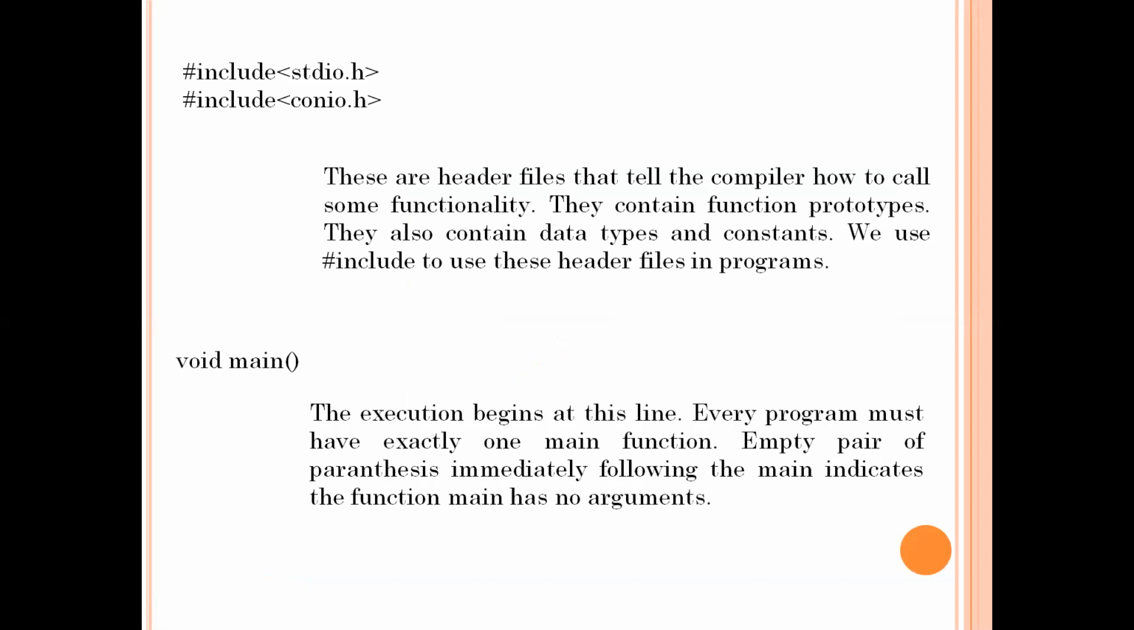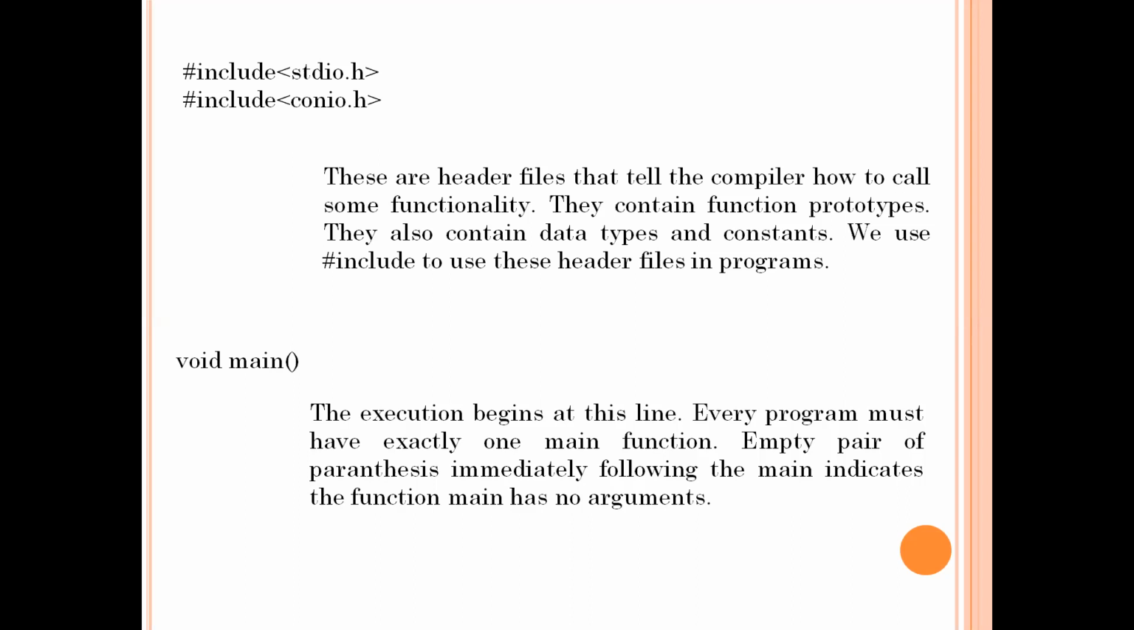we must first include the preprocessor directives, #include, and this is used to include our header files. #include stdio.h and #include conio.h. These are the header files that tell the compiler how to call some functionality. They contain function prototypes and they also contain data types and constants. So these header files are used in our program mainly for including some input-output functions in our program.